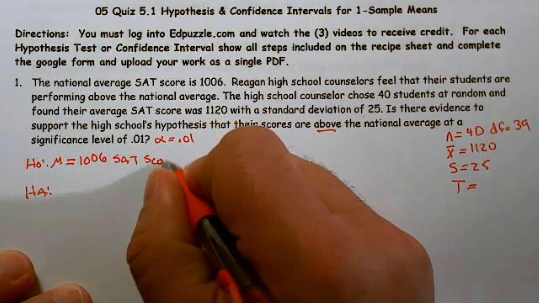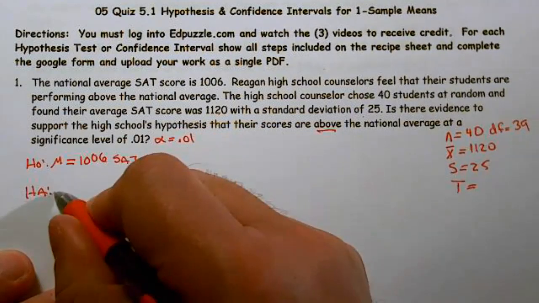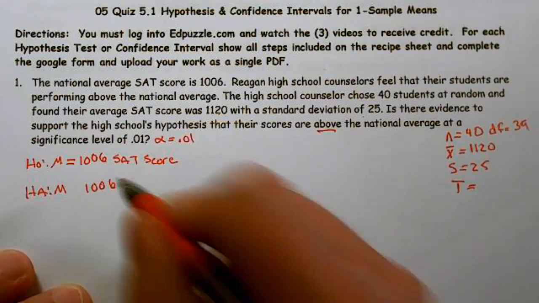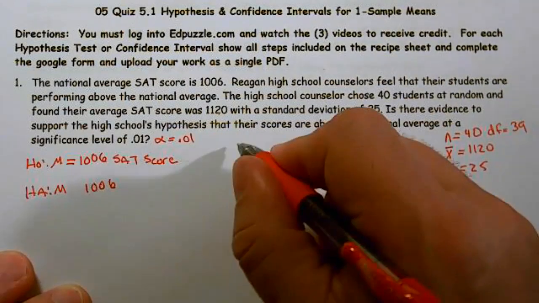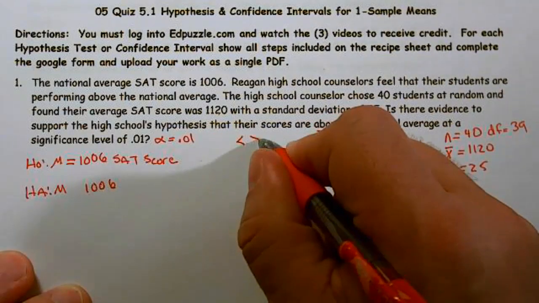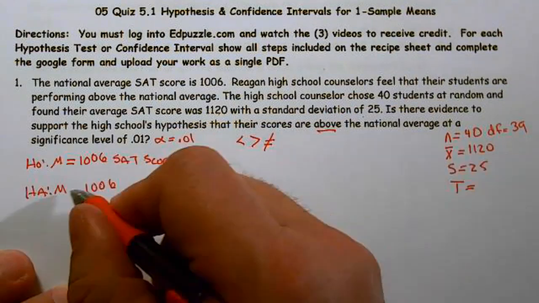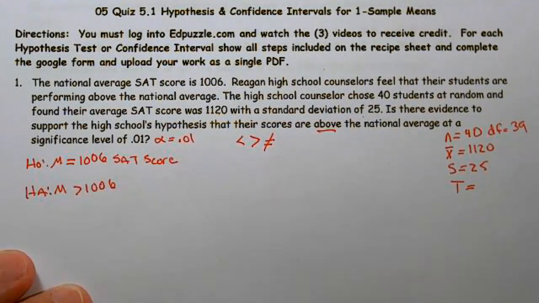All right. Now, the alternative, mu and 1006 aren't going to change. I just need to find an inequality to drop between them. And it's either going to be a less than, greater than, or a not equal to. And in this case, they say above, so that means it needs to be greater than 1006. So that's our alternative hypothesis.